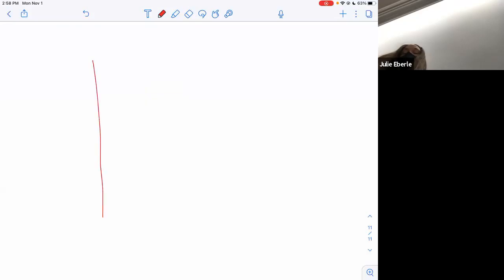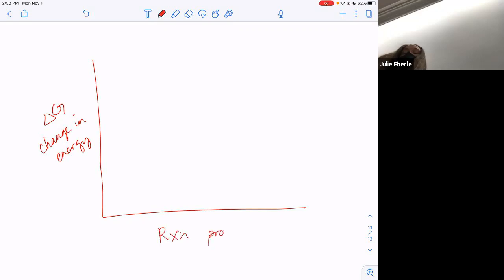Whoops. Okay, reaction diagrams. So remember, this is your change in energy, your delta G. This is the reaction progress. So what are the different elements that we talked about on a reaction diagram? Like what information does it convey? How slow or fast the reaction is depending on what? How large or small the activation energy is. Okay, so let's just draw a diagram here.